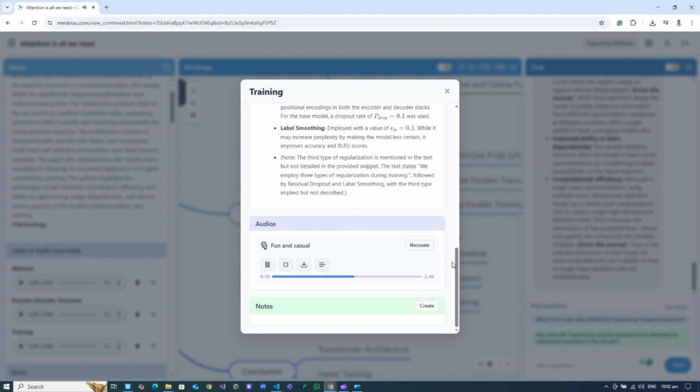When it comes to optimizing, they use something called the Adam Optimizer and a neat learning rate schedule that gradually increases, then decreases, which basically tells the model to be a little less certain about its predictions, which, surprisingly, actually helps it learn better.